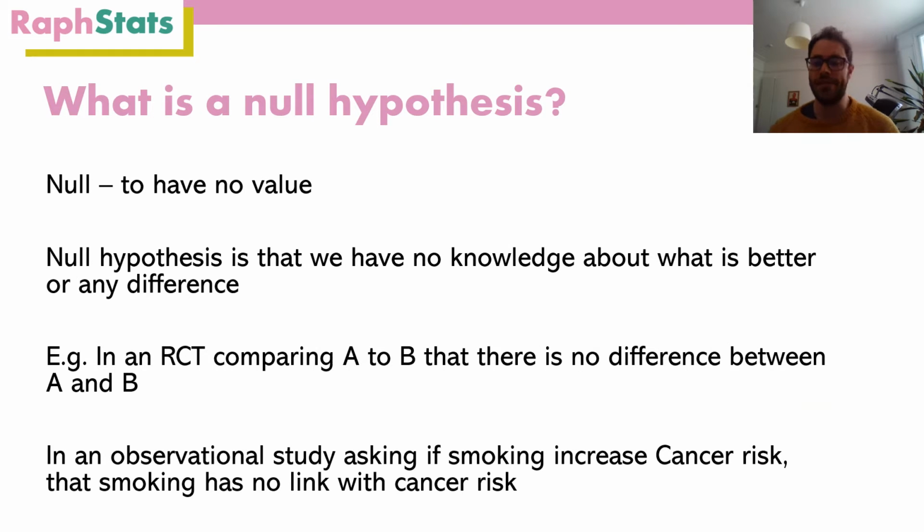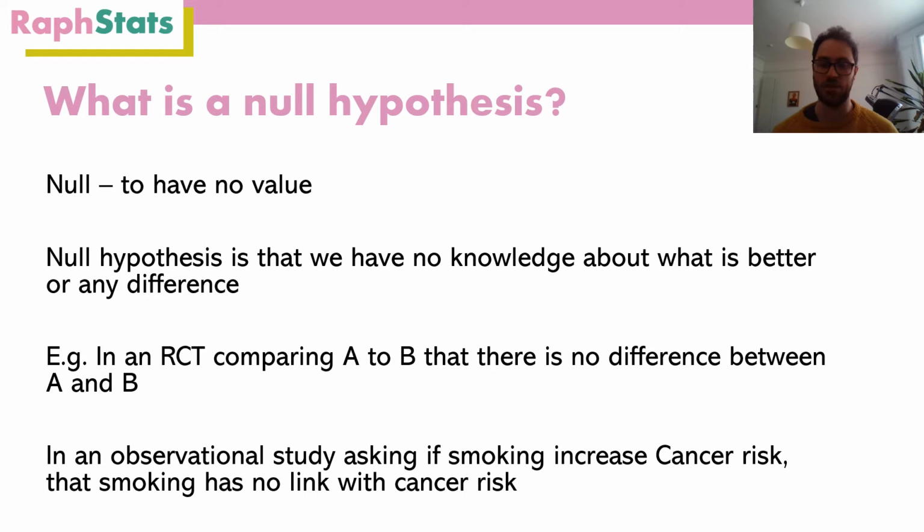So before we dive into talking about p-values and confidence intervals, just a quick note on the null hypothesis, which is something that you'll hear a lot when talking about research. Null as a word means to have no value, and essentially what this null hypothesis is, is this acceptance that we have no knowledge at the beginning of a trial, and that's the thing that we have to disprove. So in a randomly controlled trial, we've got no knowledge about there being any difference between A and B.